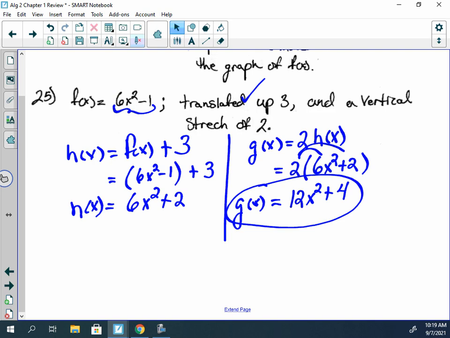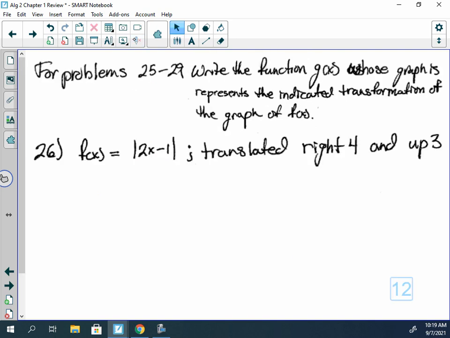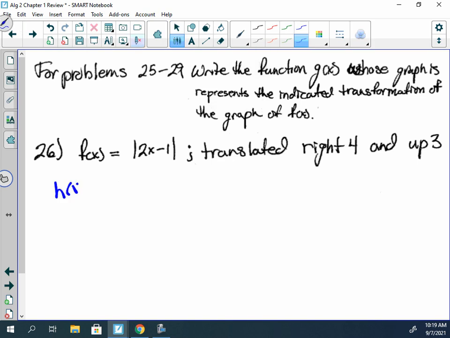Another one y'all want to look at. 26. Translated right 4 and up 3. So we'll call the middle function h of x is equal to f of x minus. We're going right first, yes? So h would be? Yeah, it would be positive 4. But inside the function, it's going to look like x minus 4.